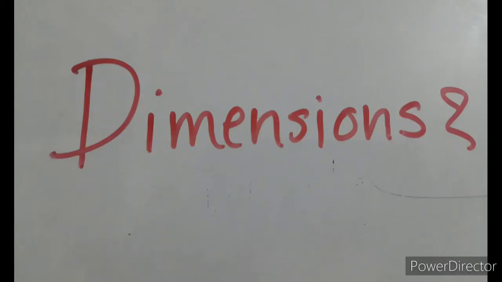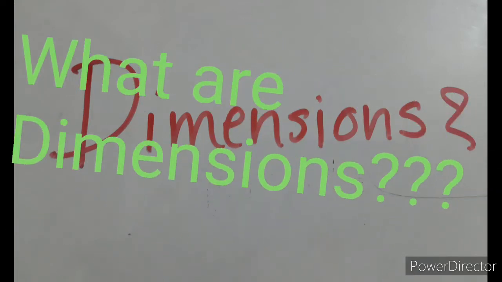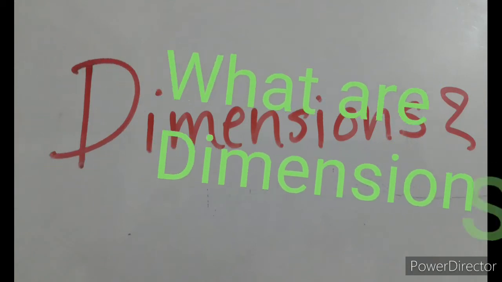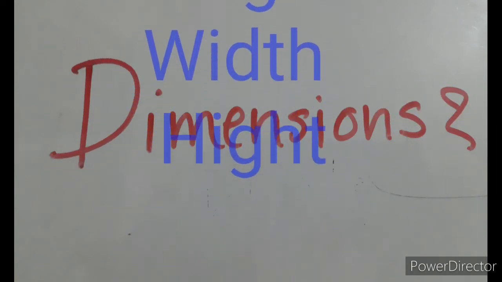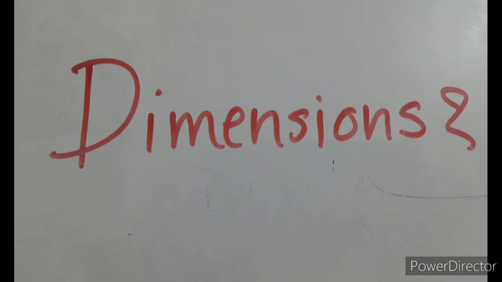And what are the three dimensions? They are length, width, and height. So let's see what these dimensions are. We will start with zero dimension. Zero dimension means no dimension. So let me explain this to you.